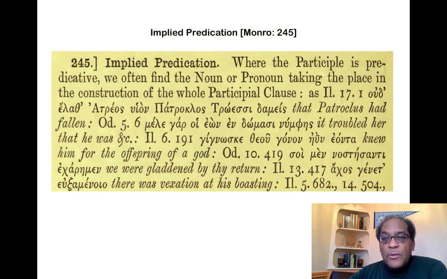The second example is a little clearer. It troubled her that he was "melegarhoi" in the house of the nymph. It was a sadness to her, being that she was in the house of the nymph. Or the next example, "gignoske theou genos eionta." He knew him to be an offspring of the god.